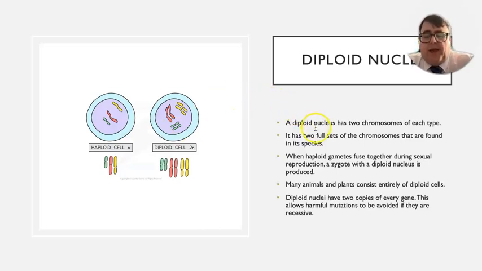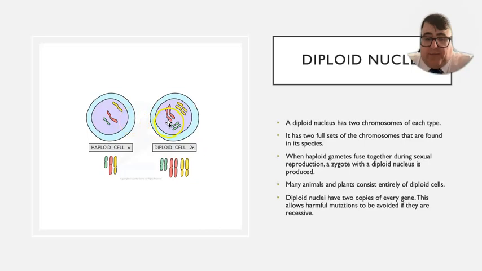Now, the reason that we have our sex cells as haploid: when the sperm and the egg meet, they both have 23 chromosomes, and they form together to form a zygote. That zygote will then have 23 from mum and 23 from dad, which makes 46 chromosomes, 23 pairs.